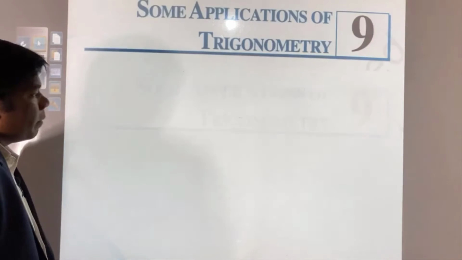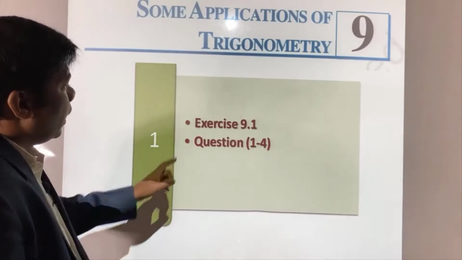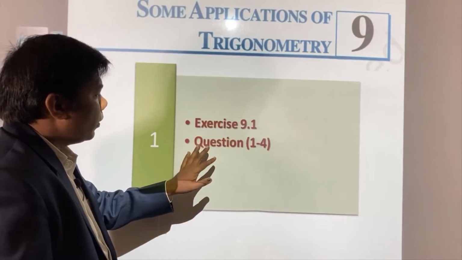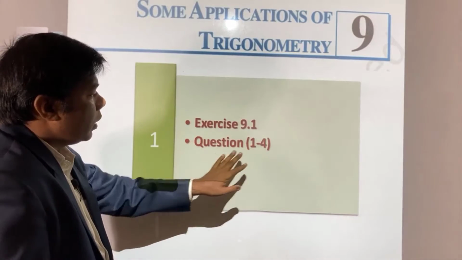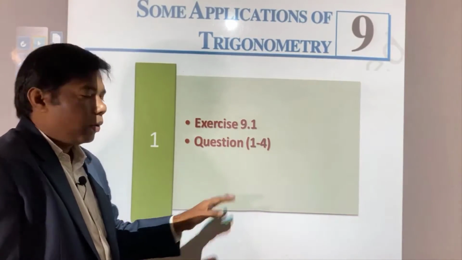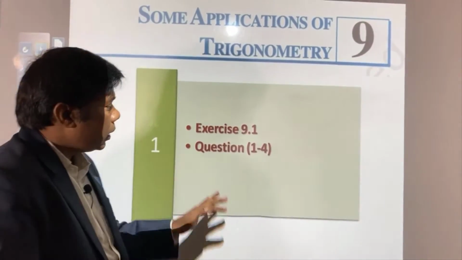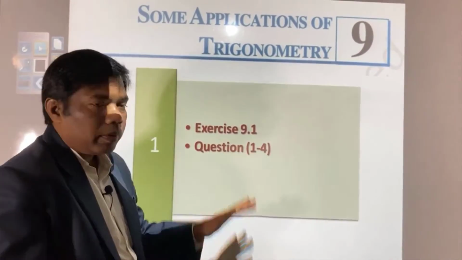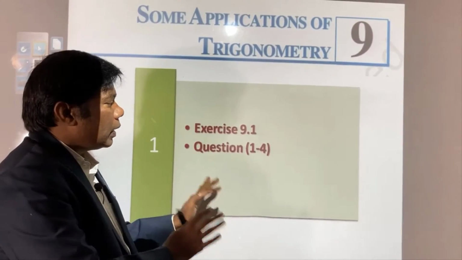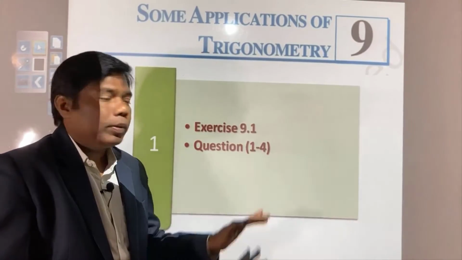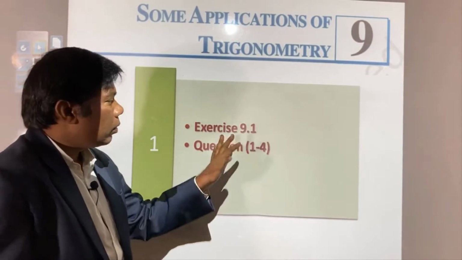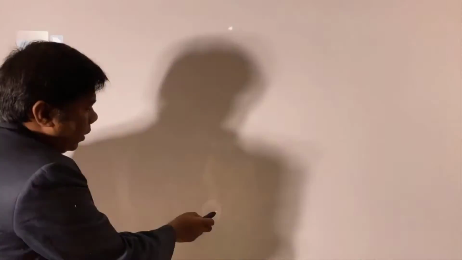So today we will start exercise 9.1 and we will take 4 questions only, question number 1 to 4. Be with your book and copy, and try to learn questions 1 to 4 as well as practice properly, so that today itself you learn at least 4 questions from this exercise. So let's start.